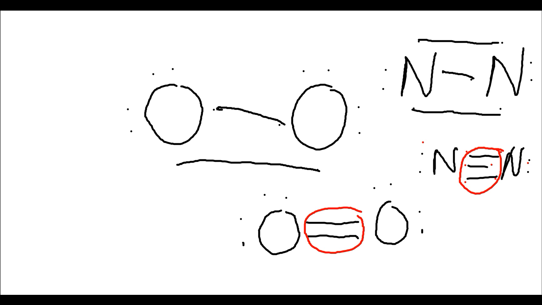Three is going to be harder to break than one. So it takes more energy to make a triple bond than it does for a double bond. So let's look at a couple of examples here. The first one we're going to look at is NF3.